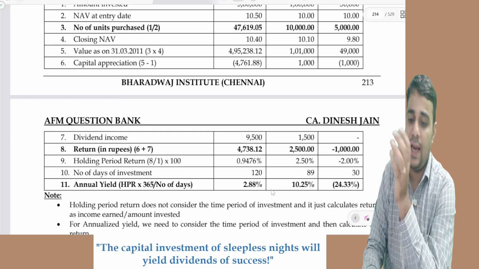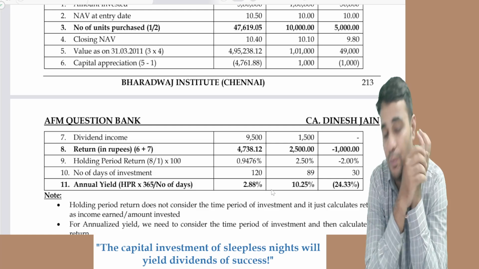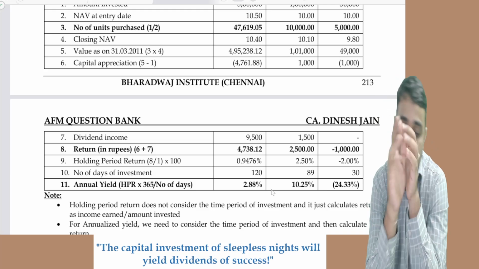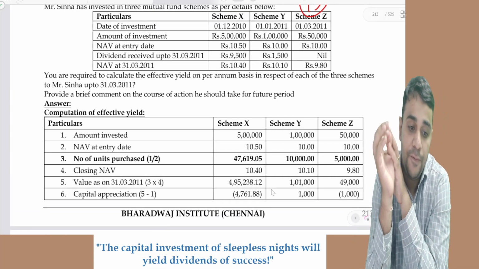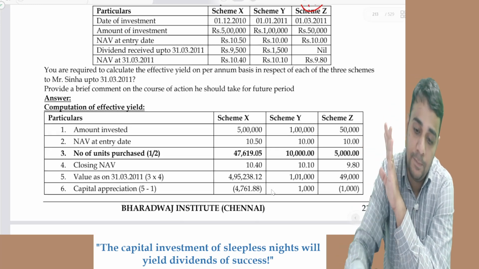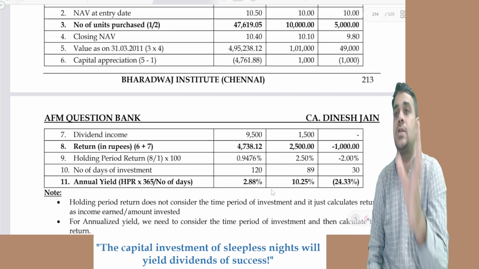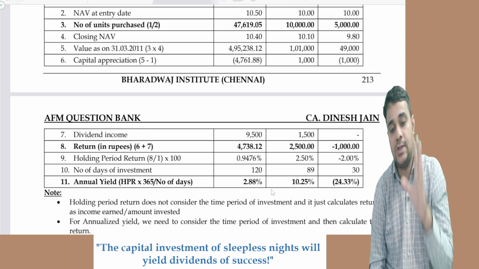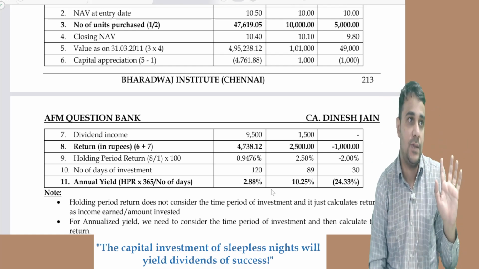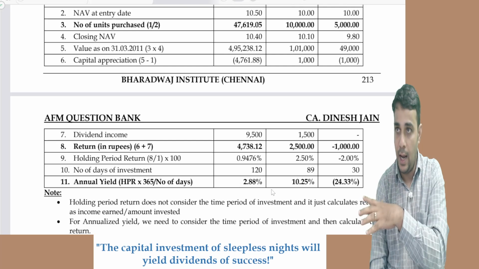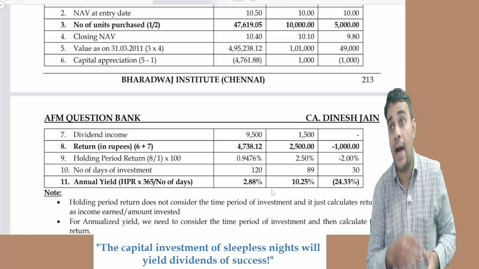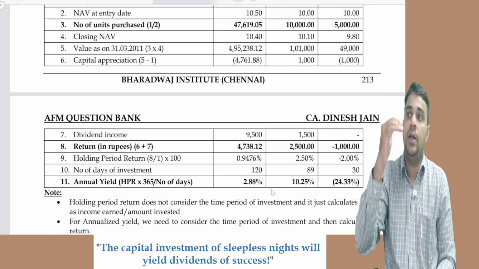Okay, like this I calculated for all the three. First one is 2.88, which we did. Second one is 10.25. Third one is negative 24.33. Brief comment on the course of action he should take for future period. Very simple. Assuming past will repeat in future, sell the first mutual fund, sell the last mutual fund, and put the entire money in the second mutual fund, MF2.